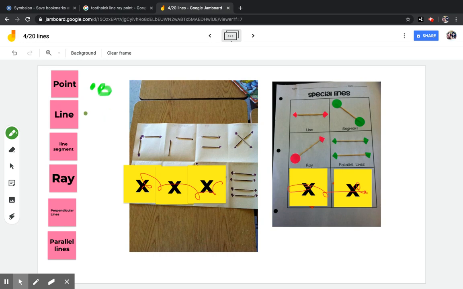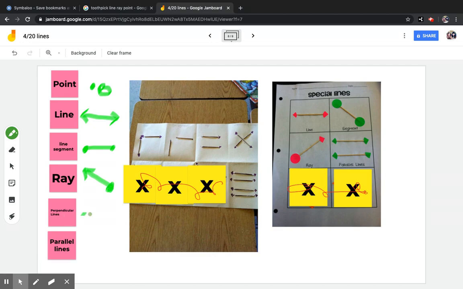All right, I have a line. A line goes on forever. And again, you can label it line AB, whatever you want. A line segment has a point on each end. A ray can go in any direction. I'm going to go this way just to go crazy. One arrow goes one way, and there's a point on the other end.